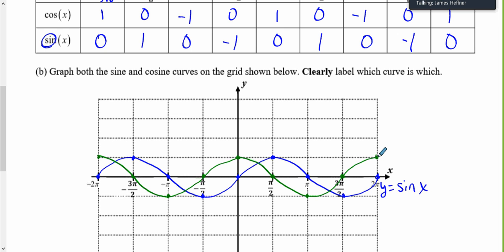And then like that. So notice they kind of invert of each other there, don't they? They're what's called out of phase. So this is y equals cosine of x, and that's that graph. Notice how they both have maximum values of 1 and minimum values of -1, okay?